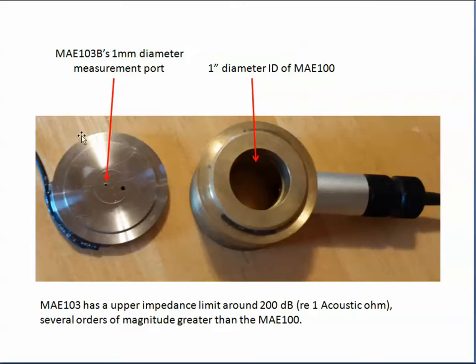One of the ways that the 103 is able to achieve its higher impedance range over the 100 is just by the size of the volumes that the material is dealing with. On the right here is the sample holder for an MAE100 prototype device. It has a diameter of 1 inch and has an extremely large volume that has to be driven by the samples. But the 103 is much smaller and can measure a much higher range of impedances.